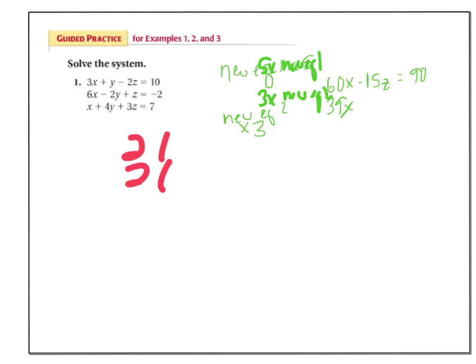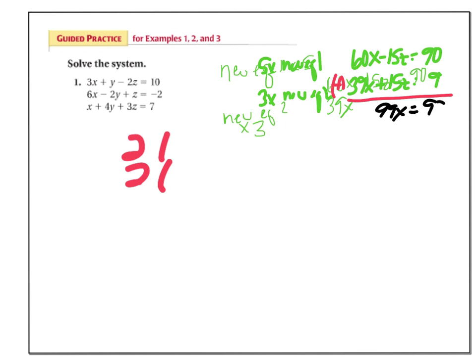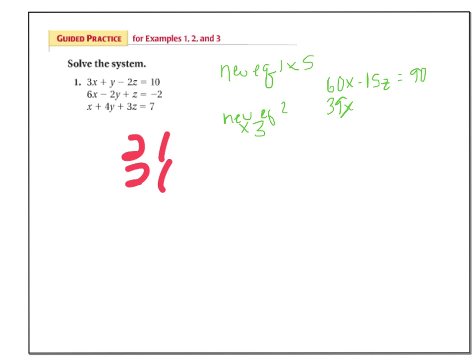So going back to equation 1 and multiplying it by 5, I would end up with 60x minus 15z equals 90. And multiplying 3 times new equation 2, I get 39x plus 15z equals 9. Now in order to eliminate the z's, I would need to add these two equations together. And you end up with, I'll do this in black, that you get 99x equals 99, and then when you simplify, x equals 1. So not a very scary solution at all.